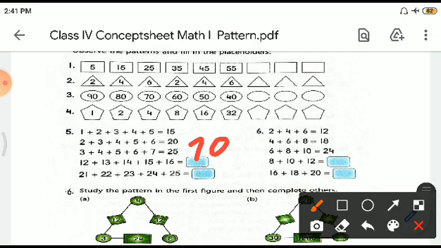Now see, 2, 4, 6 is 12, 4, 6, 8 is 18, 6, 8, 10 is 24. Then 8, 10, 12 will be how much? We add, see the 6 is getting added up. So 24 plus 6 will be how much? 30. Now I'm leaving the next two for you to do.